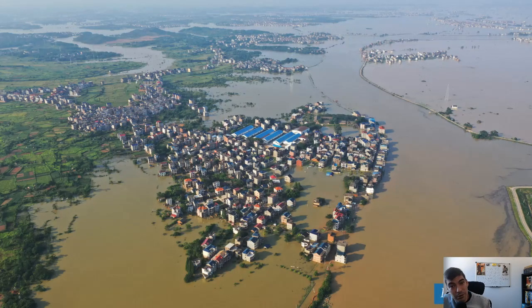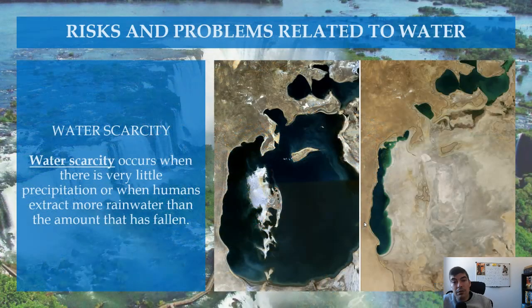This is the result of a flood, and this happened in China. It destroys all the crops and destroys many of the buildings. But we also have the opposite, which is water scarcity, la escasez de agua. It occurs when there is very little precipitation or when humans extract more water than the amount that has fallen. We can also call this drought, sequía.